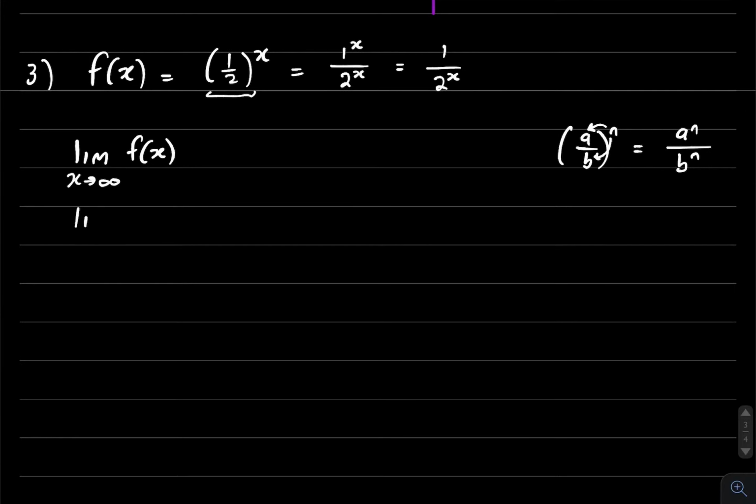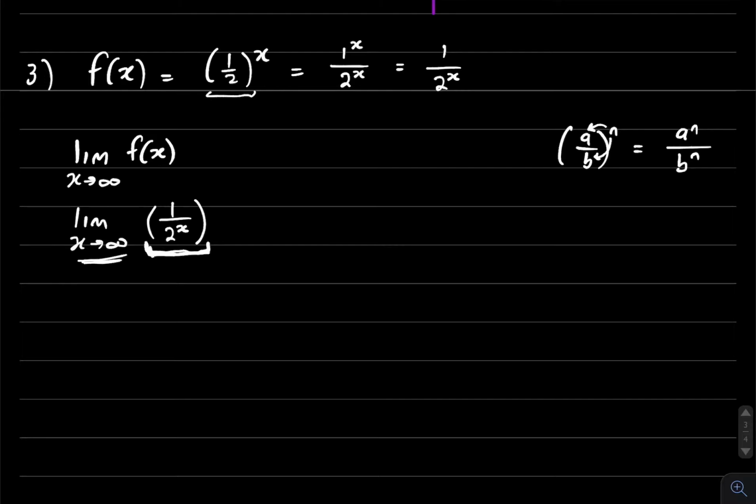So let's rewrite our limit down here. We know what f of x is, it's 1 over 2 to the power x. I'm just writing it in this simpler form. Okay, so what happens now to the value of f of x? What happens to f of x, our function here, as x gets bigger and bigger, as x approaches infinity?